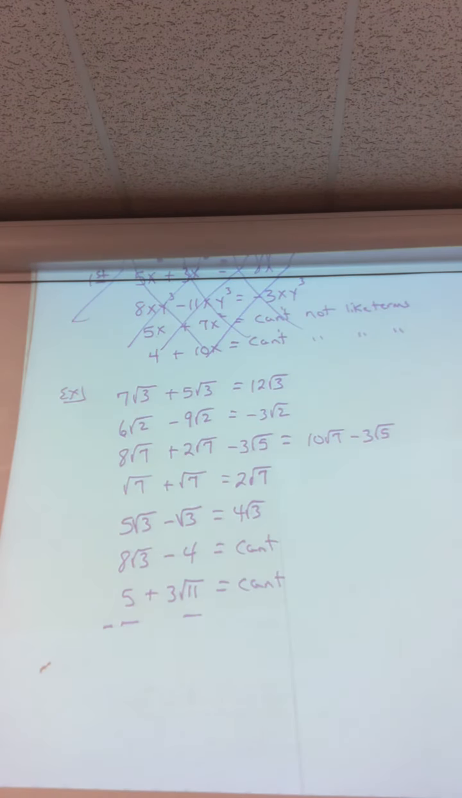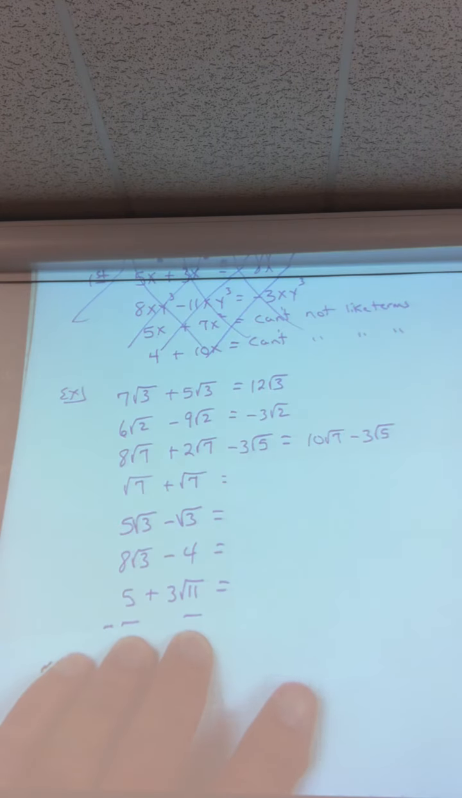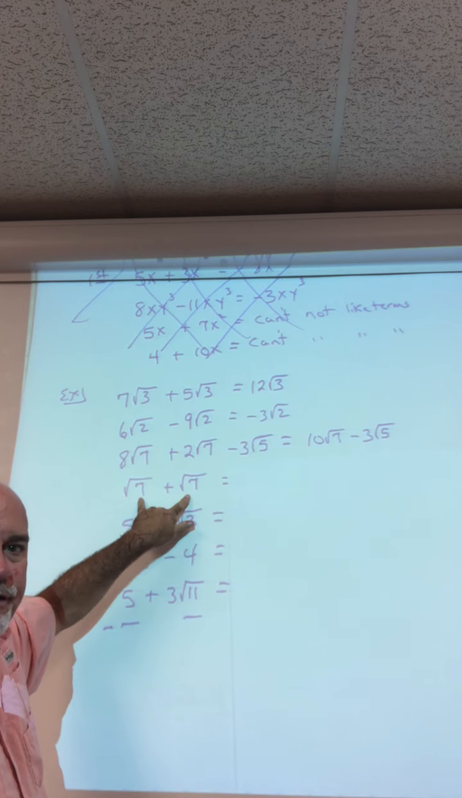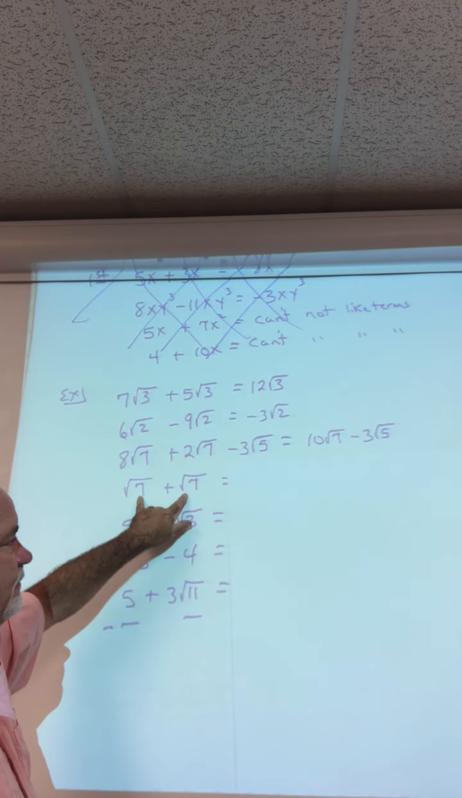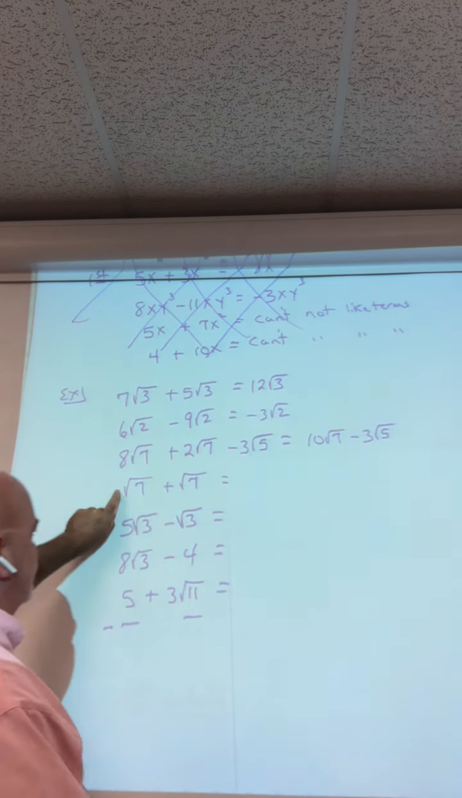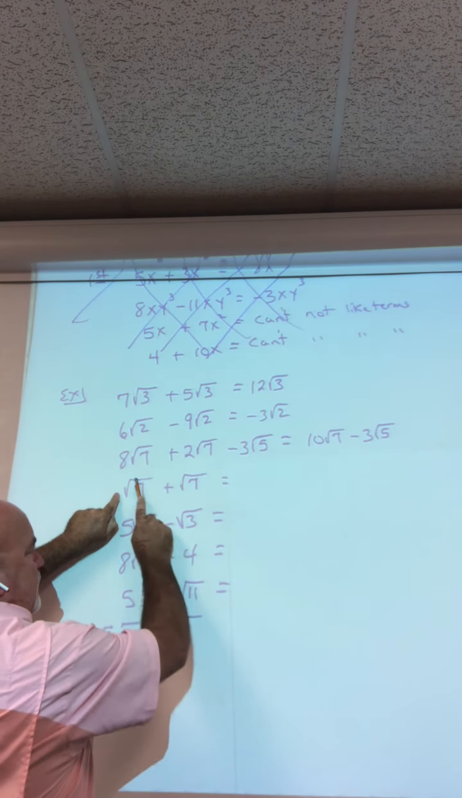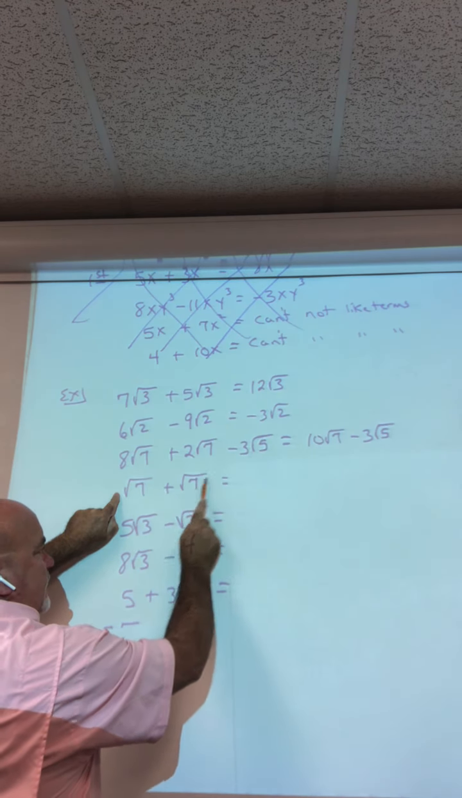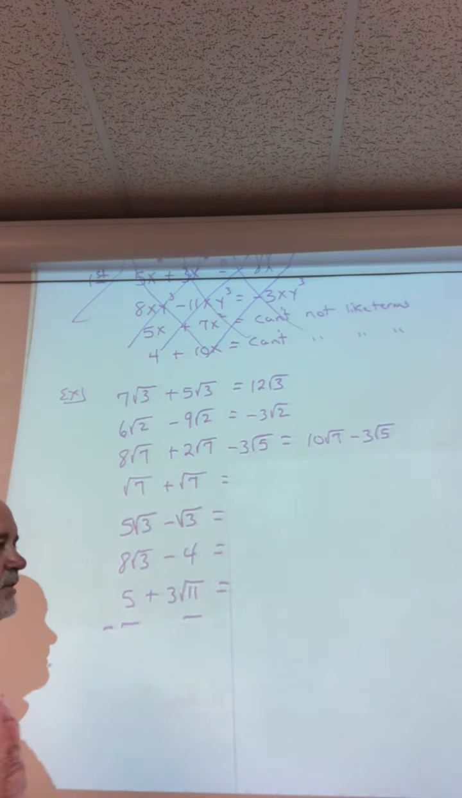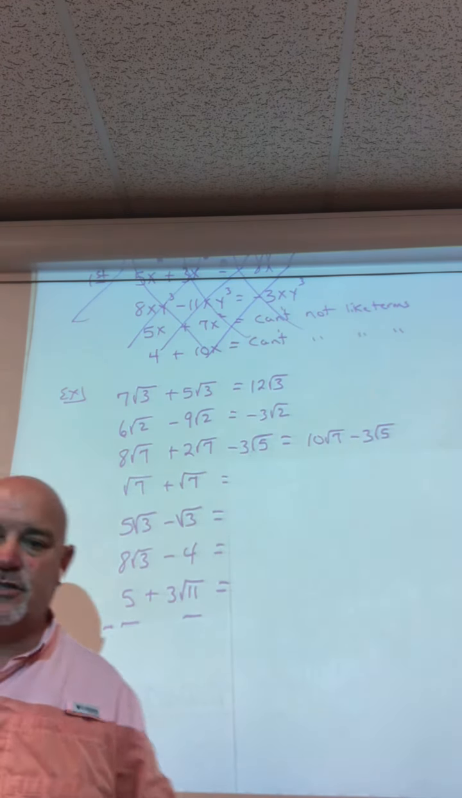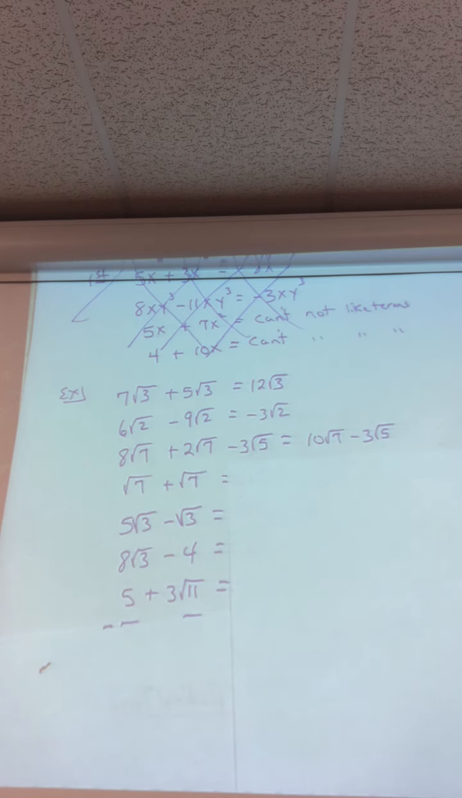Okay, let's look at this next one. Square root of 7 plus square root of 7. Can't tell you how many times I see square root of 14 for this answer. You don't add what's under here. Never. What you ask yourself first is, what are the coefficients? 1 and 1. Is what's behind this coefficient the same as what's behind this coefficient? Yes. So these two are like terms. So 1 square root of 7 plus 1 square root of 7 is 2 square root of 7.